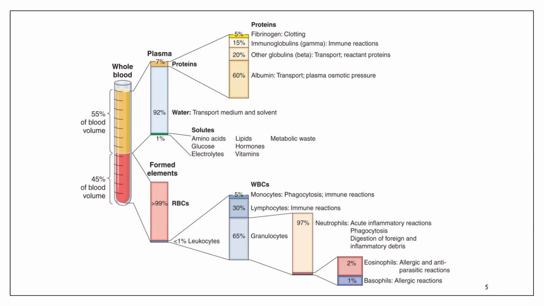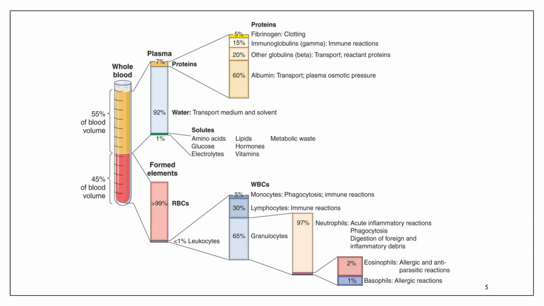Plasma is that top layer you see there, which is in yellow. It's about 92% water, which makes it the transport medium for literally everything. The remaining 8% is where things get interesting. Plasma proteins. These are the heavy hitters. Approximately 60% of the plasma proteins is albumin. This maintains plasma osmotic pressure and is a major transport protein. If albumin drops, fluid leaks, and that results in edema. That's not abstract. You see it clinically.